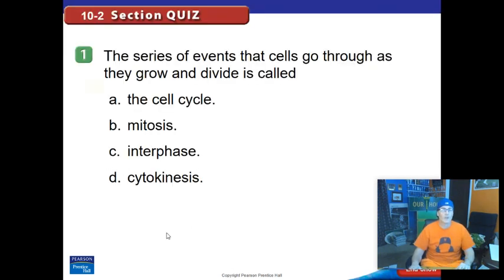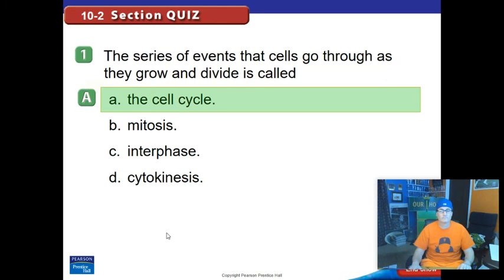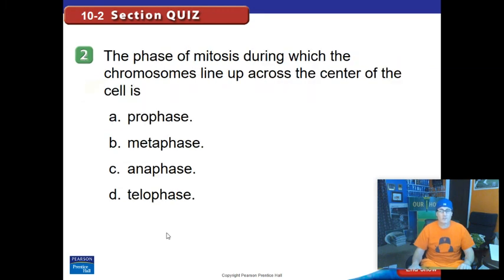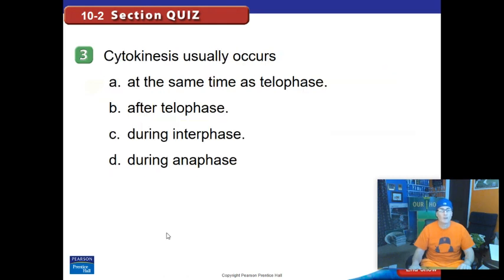Moving on. Okay, some practice questions. What do we call the series of events that all cells go through as they grow and divide? Yup, cell cycle. What phase of mitosis is it during which the chromosomes line up across the center or middle? Whenever you see center of the cell, you should replace it with middle, and it makes it a lot easier to remember. Yeah, middle, metaphase. Good. When does cytokinesis usually occur? Yeah, it actually starts during telophase.